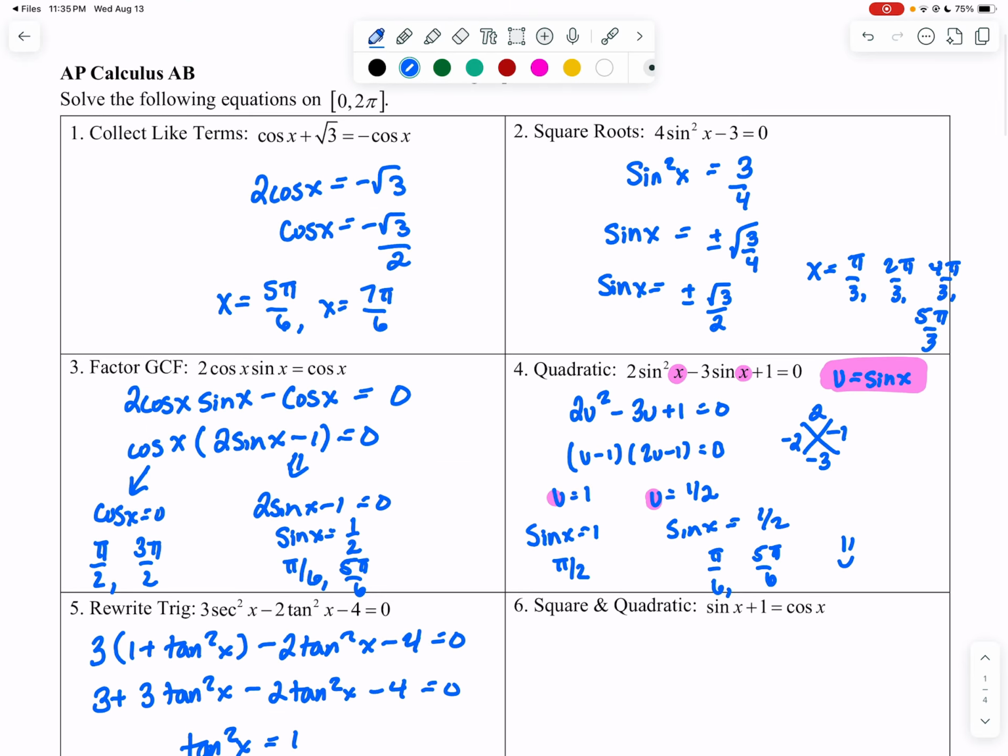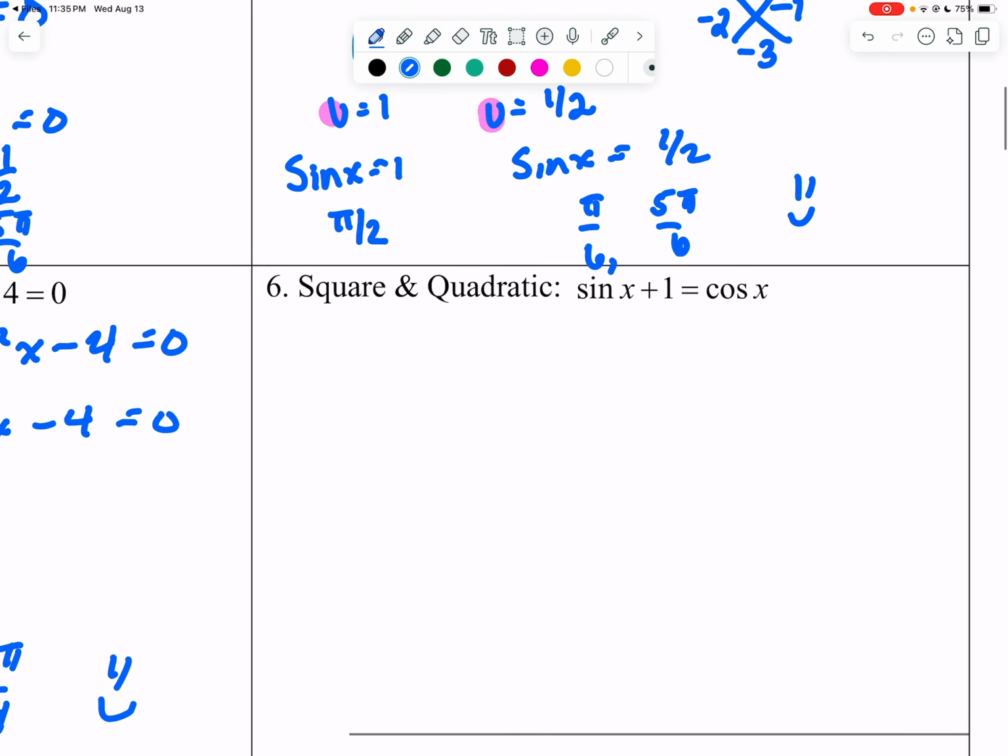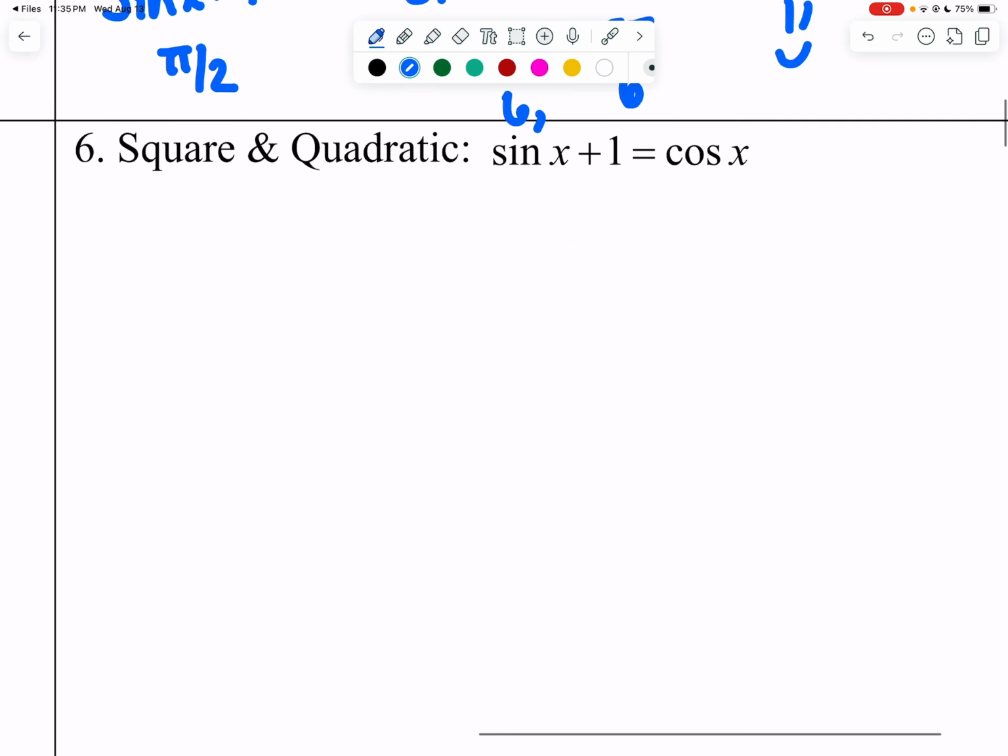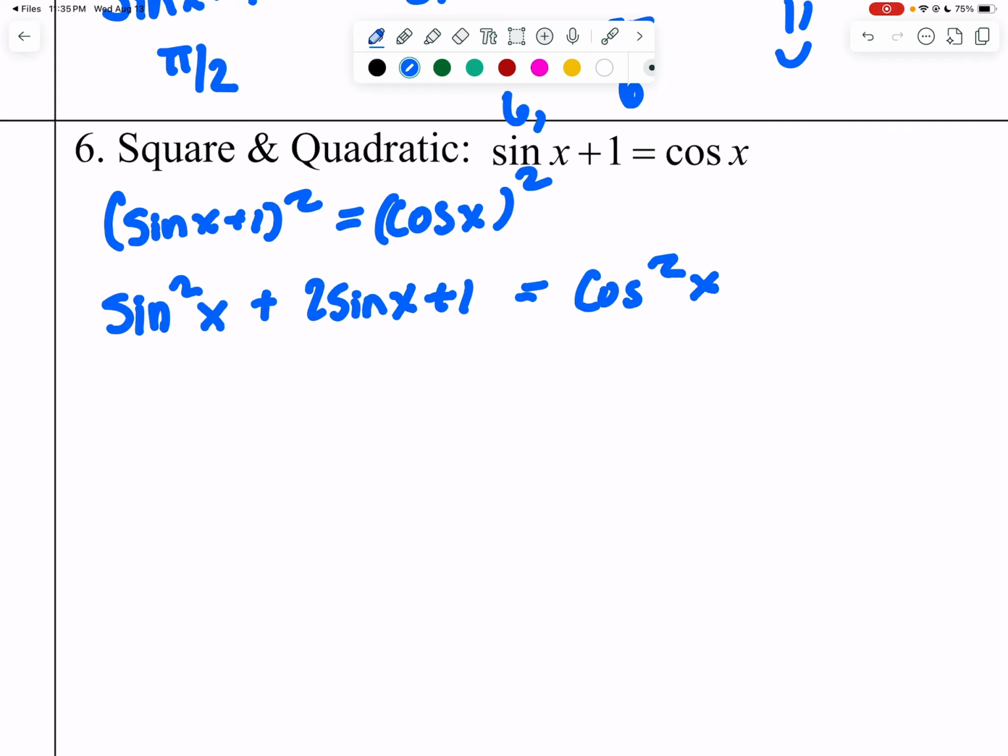Now, yes, we manipulated 1 through 5 here, but we manipulated it by, let's say, factoring. But because we are putting a square on both sides, we are going to have to check for extraneous solutions. So we have sine square of x plus 2 sine of x plus 1 is equal to cosine square of x. Okay, we have another problem because we have sine of x and we have cosine of x.